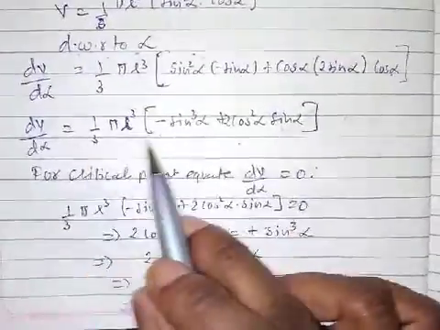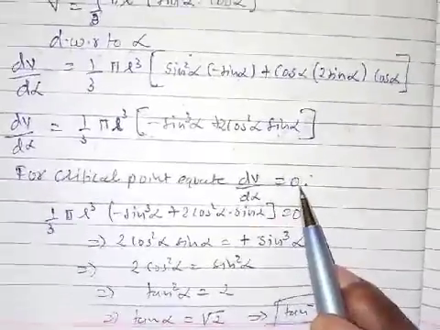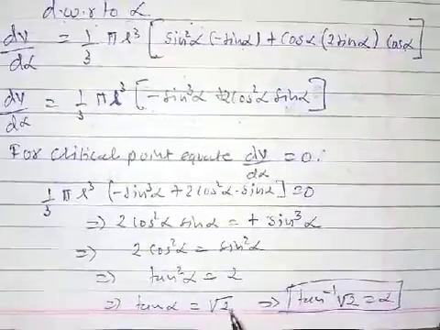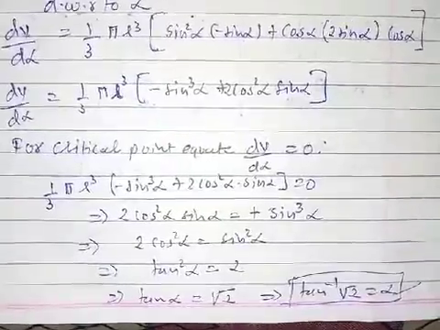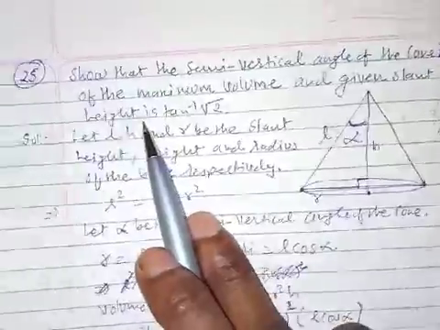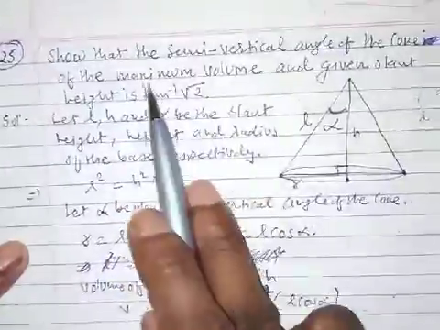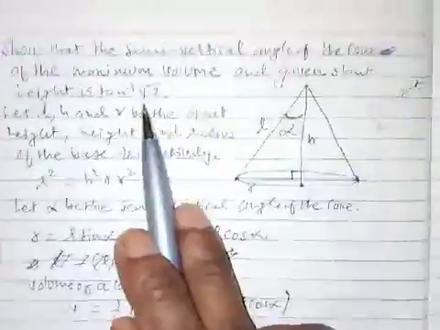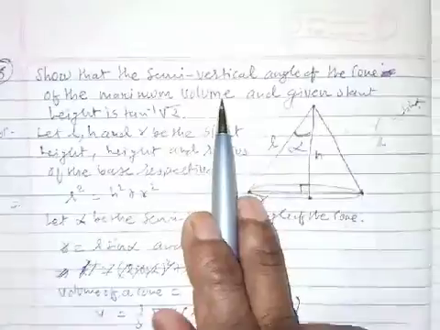Now we have to equate it to 0: dV by d alpha is equal to 0. If you equate it, you will get tan square alpha is equal to 2. So tan alpha is equal to root 2, which implies alpha is equal to tan inverse root 2. So the semi-vertical angle is proved. But it is still left to prove that the volume is maximum.